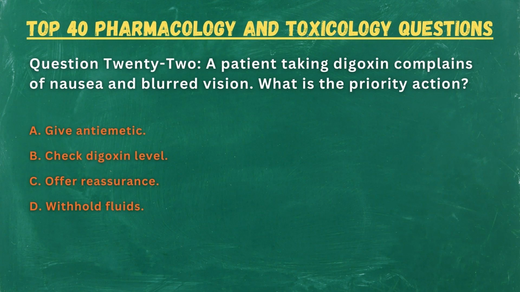Question 22. A patient taking digoxin complains of nausea and blurred vision. What is the priority action? A. Give antiemetic. B. Check digoxin level. C. Offer reassurance. D. Withhold fluids. Answer: B. Check digoxin level.